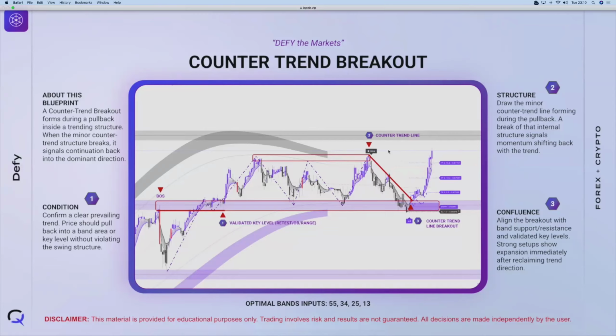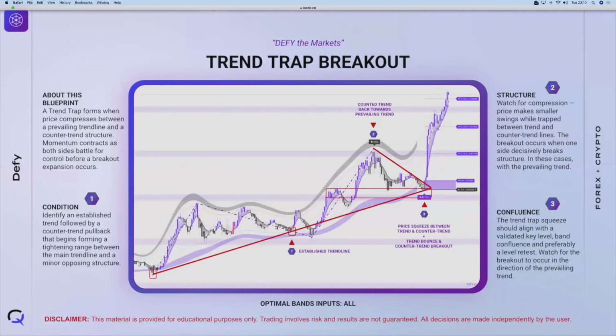So if the overall trend is bullish, wait for a counter trend, and then for the breakout of the counter trend to trade back in the direction of the trend. Okay. Now 3, we have something called a trend trap breakout. In a trend trap breakout, this is where the market is, and these are really fun. This is when the market is trending upwards. As you see, we have a clearly upward trend, okay?